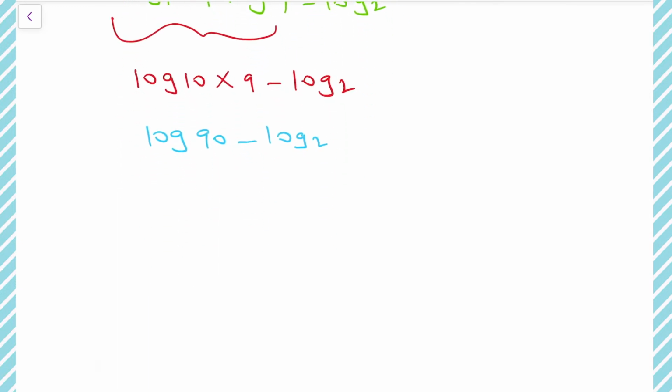So write log only one time. Numbers you need to divide: 90 by 2. That is equal to log of 90 divided by 2, 45. So our final answer is log 45.